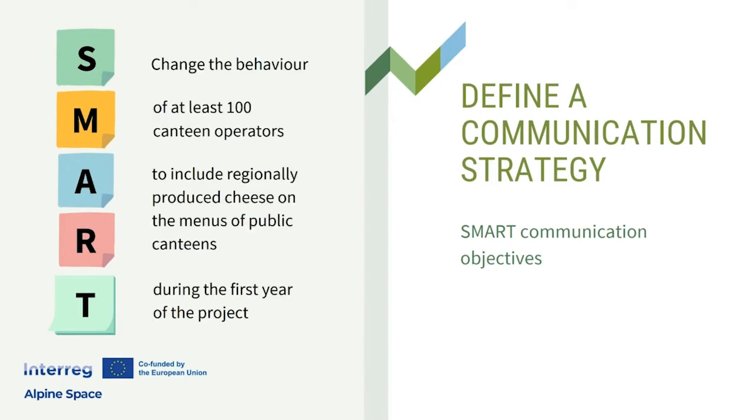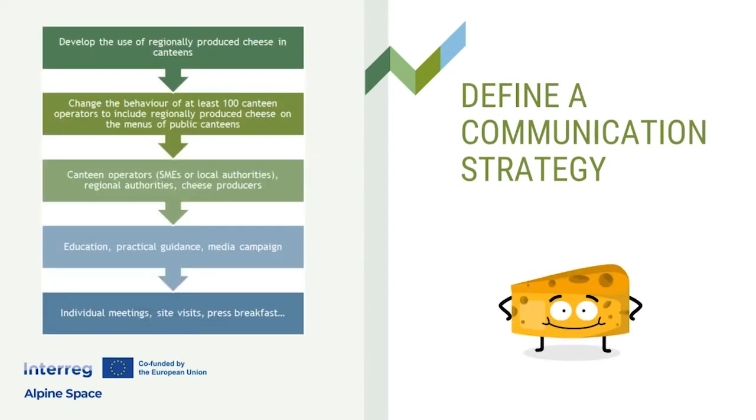For example, if the objective of your project is to develop the use of regionally produced cheese in canteens, one of your communication objectives could be to change the behavior of at least 100 canteen operators to include regionally produced cheese on the menus of public canteens during the first year of the project. Here, our target groups are canteen operators, who can be SMEs or local authorities, but also other groups that can influence their decision, such as regional authorities or cheese producers.